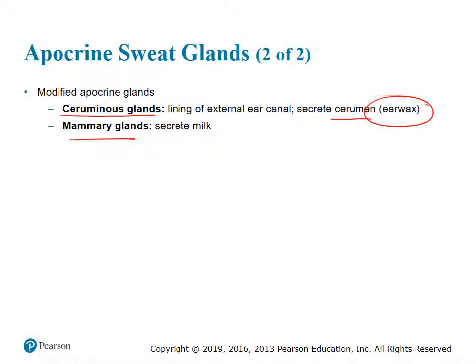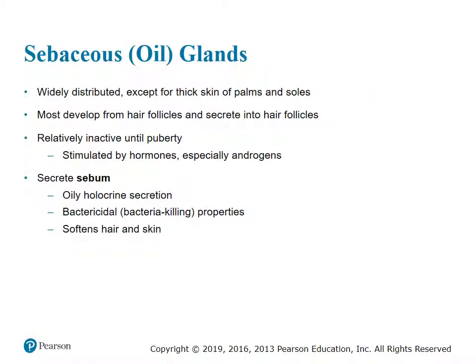The mammary glands are also a modified apocrine gland, and what they do is, of course, secrete milk after birth in a female, and that's actually a modified sweat gland, in fact. Looks a lot like the glands that you would see in other places of the body, which we looked at. Remember that figure that looks kind of like a tree? That's what you see there. Okay, sebaceous gland.